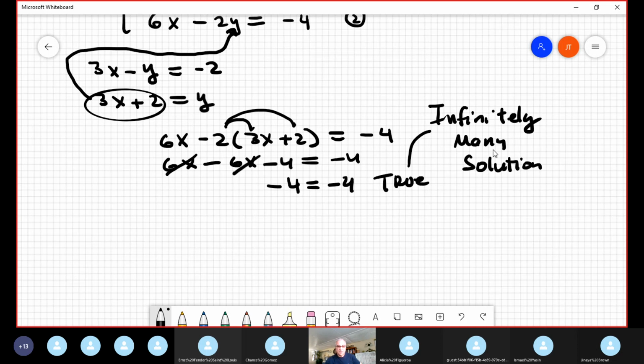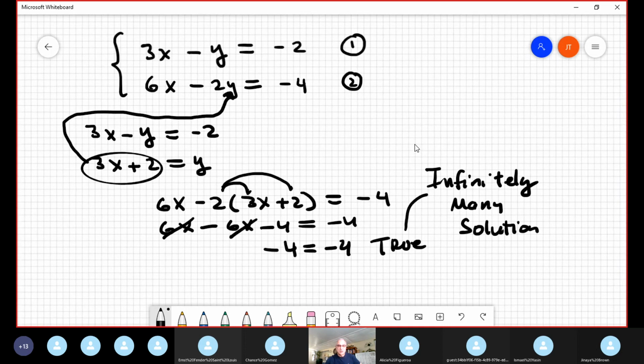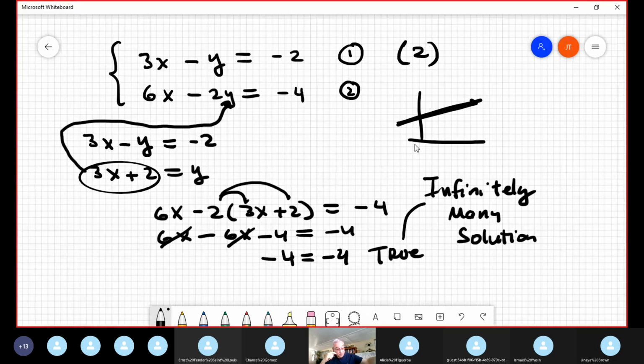I want to show you now. Look, it's obvious it's a totally dependent system, because if you come back to the beginning and multiply the entire equation number 1 by 2, 2 times 3 is 6, 2 times minus 1 is minus 2, and 2 times minus 2 is minus 4. So when you are doing it graphically, this line is the same, because it is totally dependent. That is the reason we have infinitely many solutions.